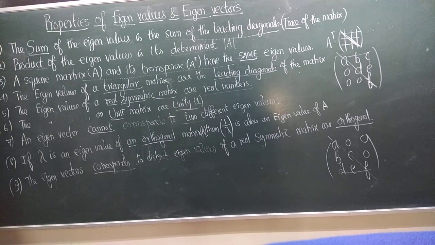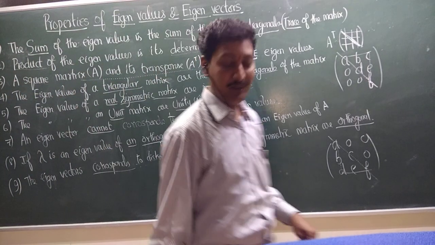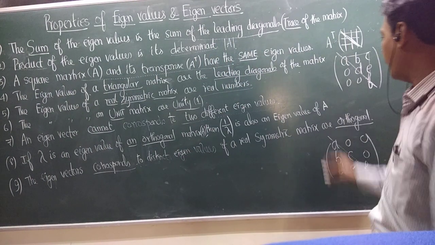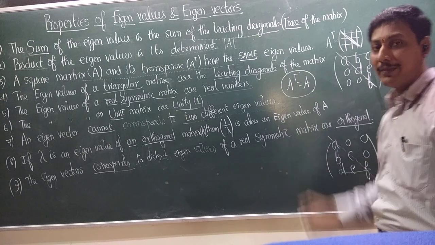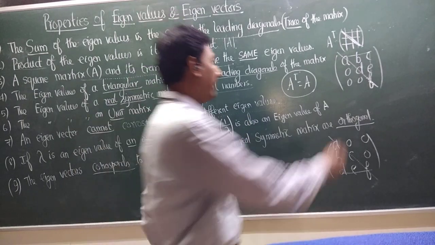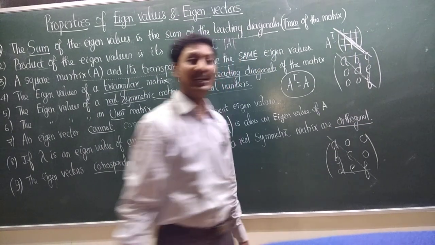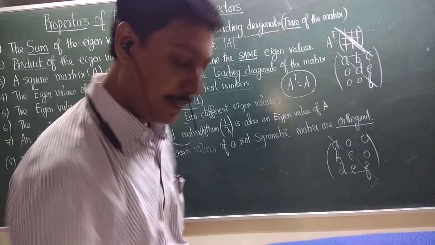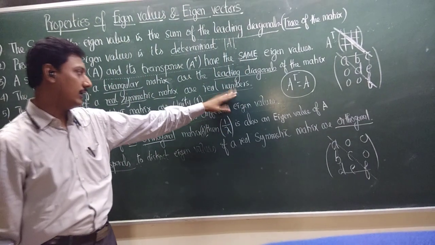And the fifth one, the eigenvalues of a real symmetric matrix. When we say the matrix is symmetric, A transpose equals A. The transpose of the matrix is equal to A, then it's called a symmetric matrix. Symmetric means the leading diagonal is fixed, so we get the mirror reflection. That's why for a real symmetric matrix the eigenvalues are real numbers only.